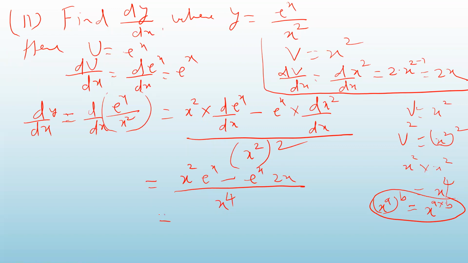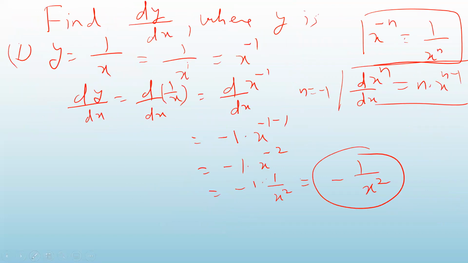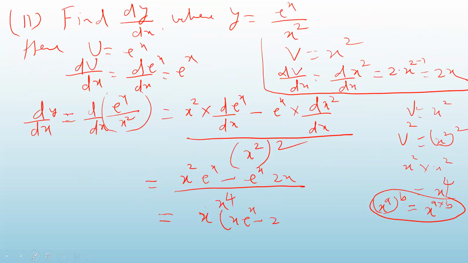Now see, in the numerator, what is common? E raised to x is common and also x is common. So take out x common. So you will get x into e raised to x minus 2 e raised to x. What is common here? You can see that in this term as well as in this term, x is common as well as e raised to x is common. So when I take out x and e raised to x, from here I will get x, and from here I will get 2. And the denominator is x to the power 4.